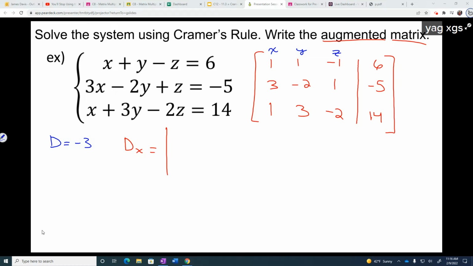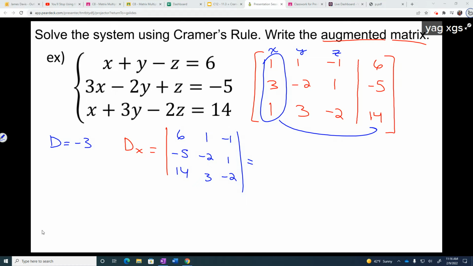When we do d sub x, we're going to replace this whole x column with this column over here. The same as we did if it was a 2 by 2. So 6, -5, 14. And then we got 1, -2, 3. And then you're going to type that one in. So we just swapped out the x column with the answers.